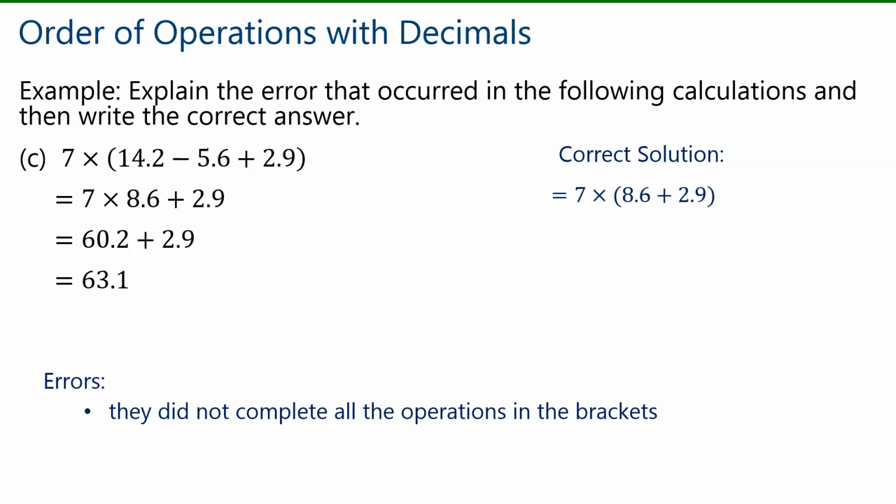Now my first step is going to look very similar to theirs, except that I've included the brackets around 8.6 and 2.9. Having the brackets there is important to ensure that you do the addition first, because without the brackets, as you saw on the left, they did the multiplication next. So now let's add 8.6 and 2.9, which gives me 11.5. And then multiplying, I get 80.5.